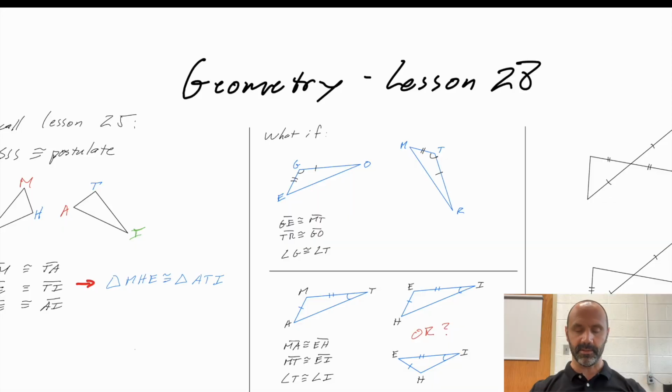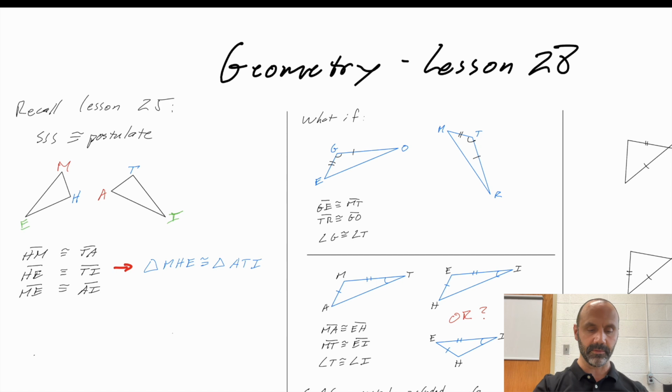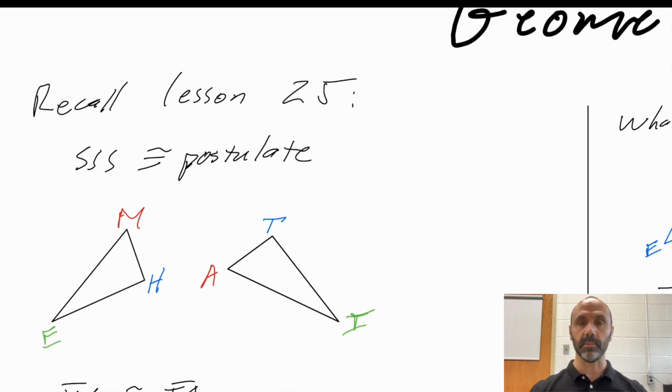Hello friends, today we're continuing our study of geometry, and this lesson is going to build on lesson 25. So if you want to go back and review that, in lesson 25 we talked about the side-side-side congruence postulate. This is the idea that if we have two triangles and we know that the corresponding sides are congruent, then we know that the triangles are congruent, right?